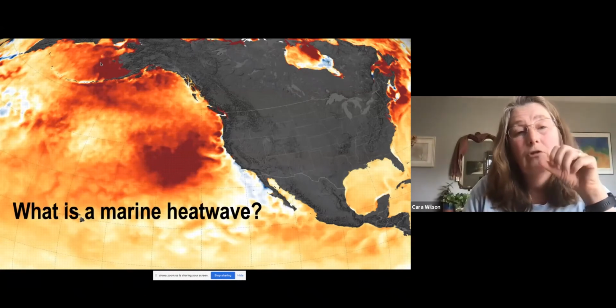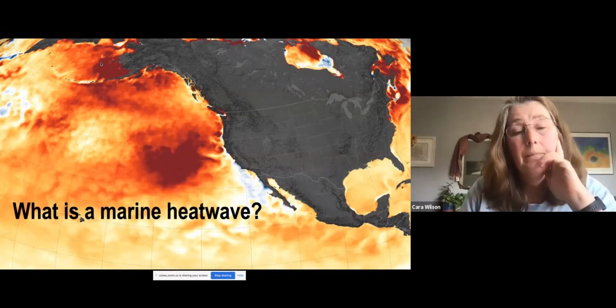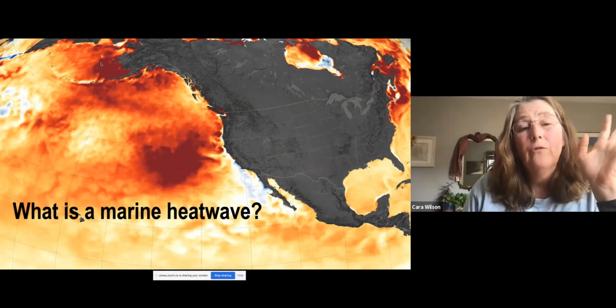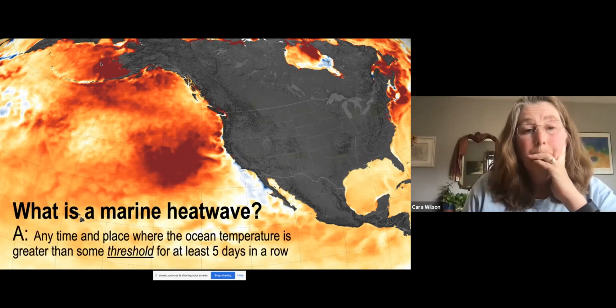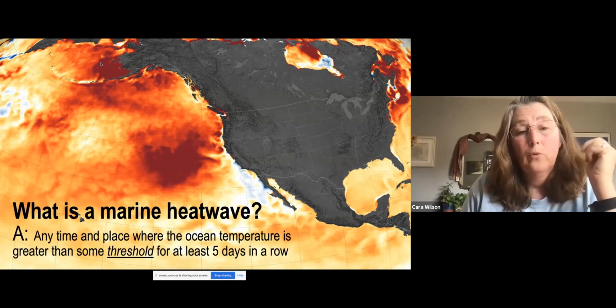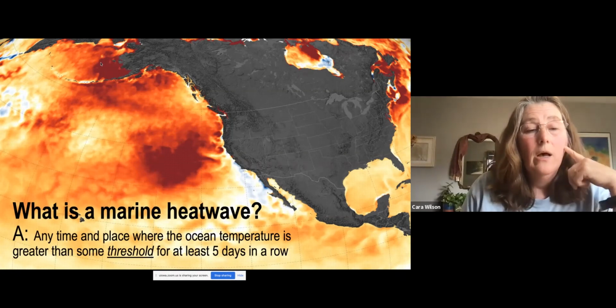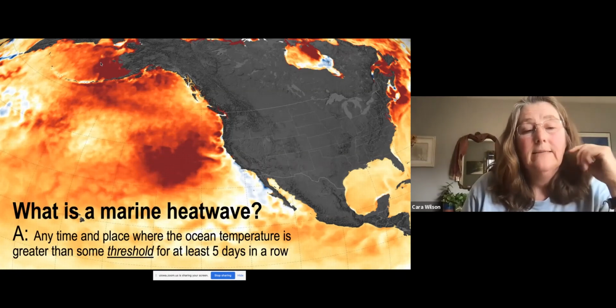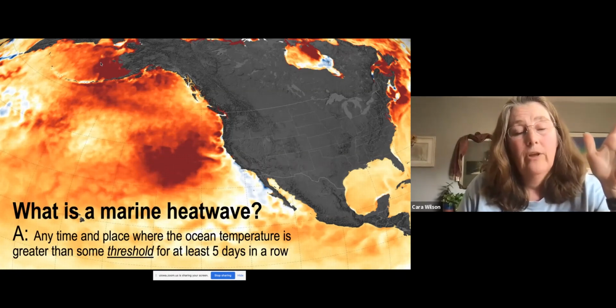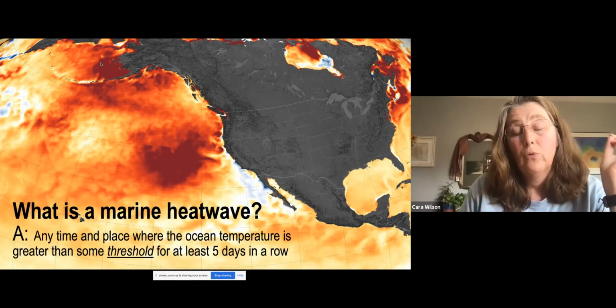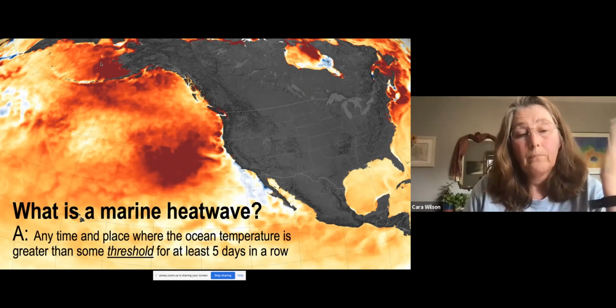Sometimes it's one feature, sometimes it's two, and then sometimes it's not there. So that's visually what it looks like. But as scientists, we always want to have an actual definition. And so how it's been defined is any time and place when the ocean temperature is greater than some threshold for at least 5 days in a row.